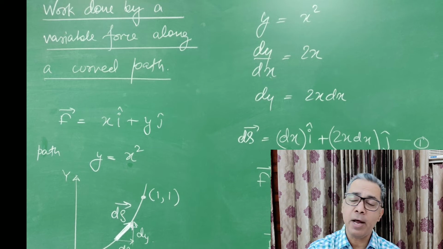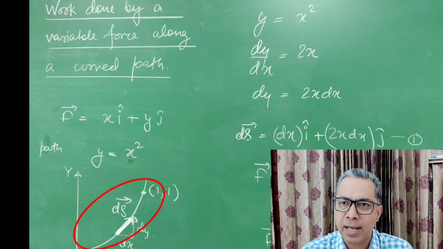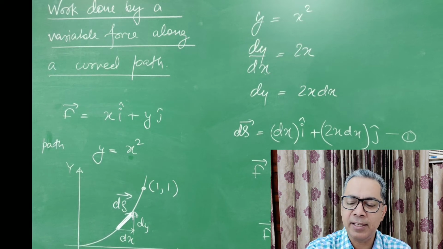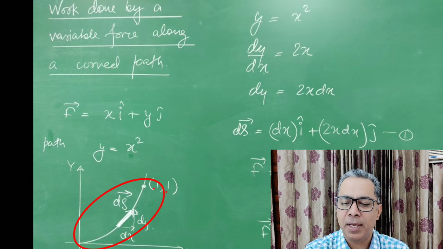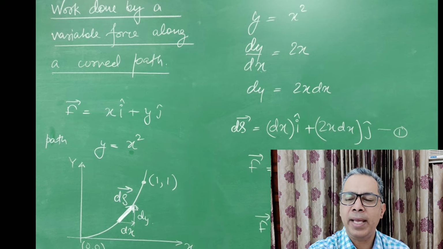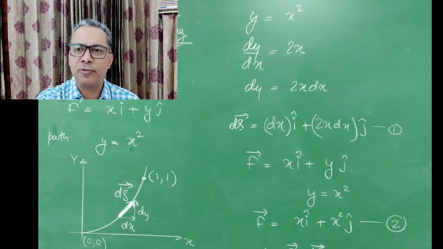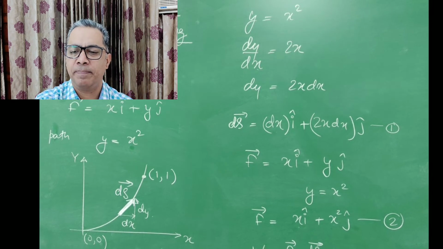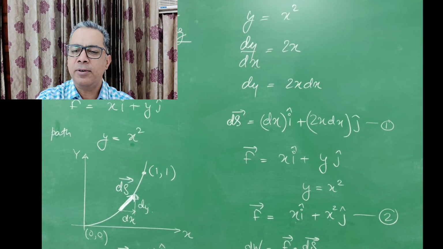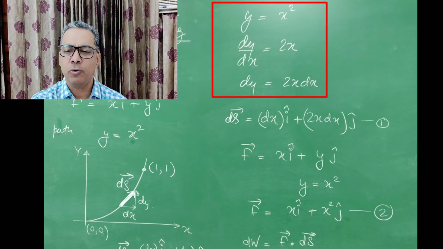So now to calculate this work, let's consider a tiny displacement ds along this path. This ds of course equals dx i cap plus dy j cap, and the force of course has been given to us as x i cap plus y j cap. Now looking at the path, the equation of the path y equals x squared, let's differentiate with respect to x so that we can get a relation between dy and dx. So differentiating, we get dy by dx equals 2x, and therefore dy equals 2x dx.